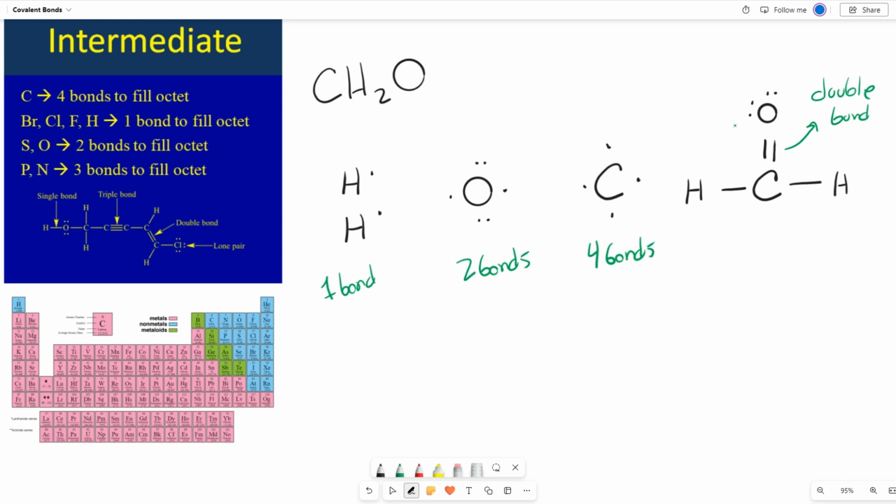All right, that's it for this video. In the next video, we'll take a look at some more advanced Lewis structures, a little bit larger molecules.